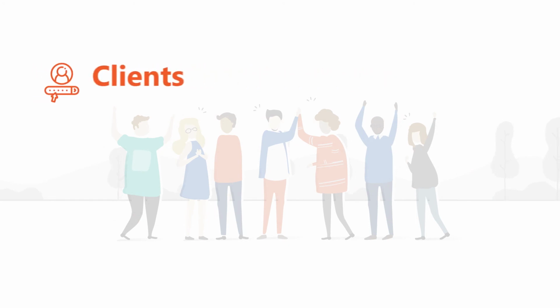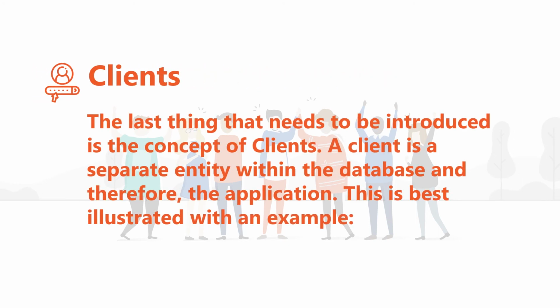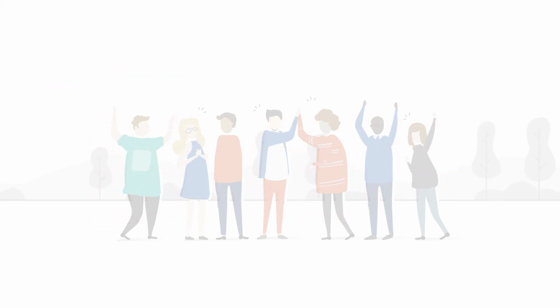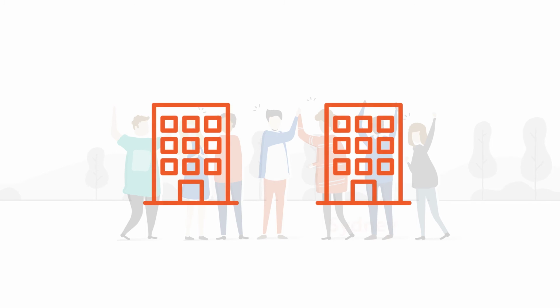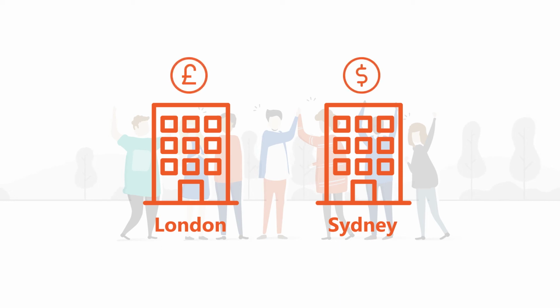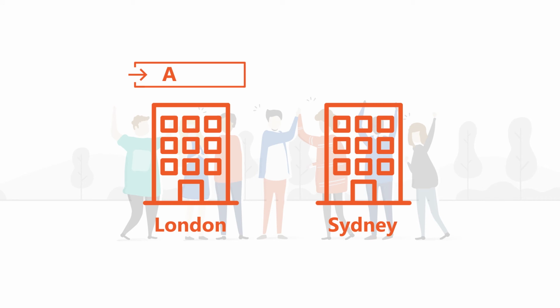The last thing that needs to be introduced is the concept of clients. A client is a separate entity within the database, and therefore the application. This is best illustrated with an example. Company A has two offices, one in London and one in Sydney. Both offices run their own operations in their native currency, and they both use Business World. The London office will use Business World by logging into a client called, for example, AL, and the Sydney office will log in by using AS.